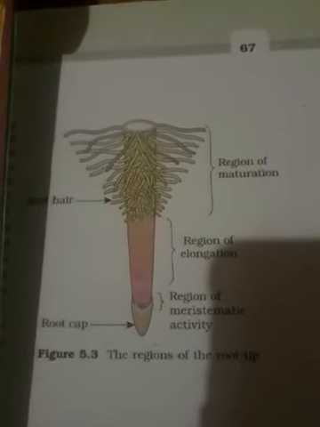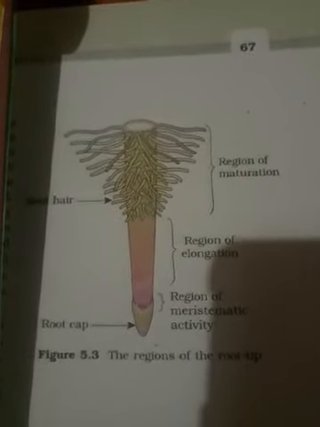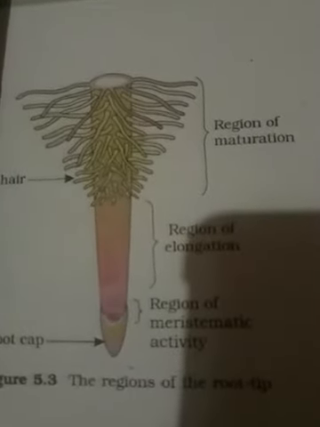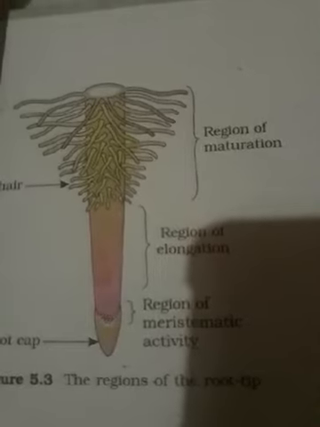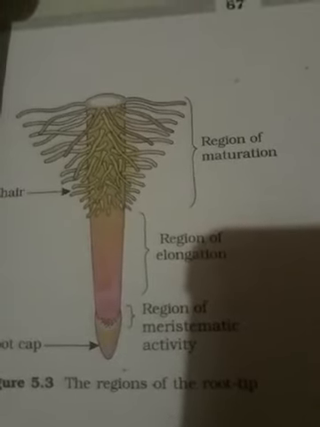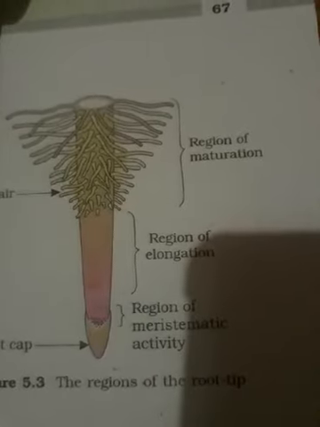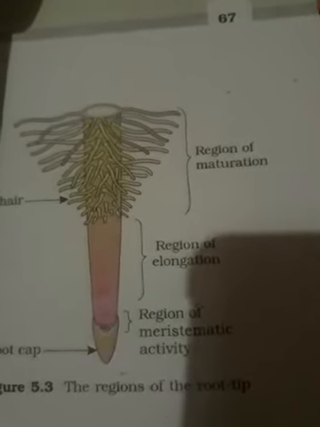Its main function is to anchor or support the plant firmly in the soil. Lateral roots also arise from the interior of this region. This is the region or zone of mature cells.